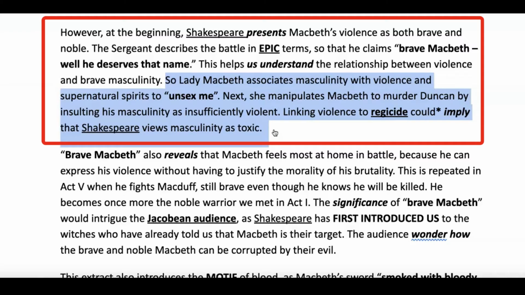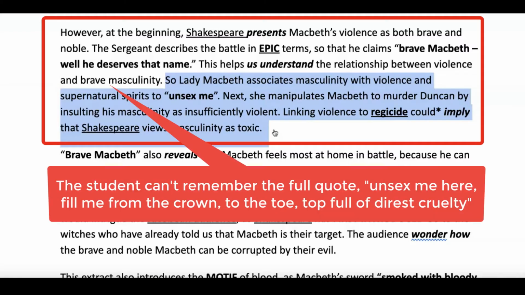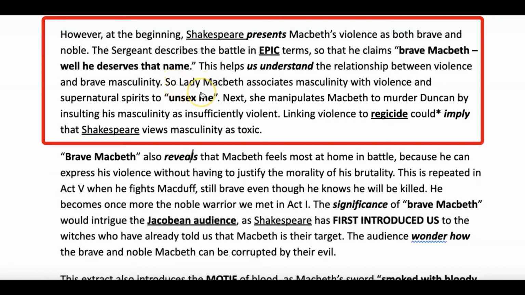And the student is thinking about being filled "from the crown to the toe top-full of direst cruelty." They don't remember that quote though, but they do remember the "unsex me" part, which links to the idea of masculinity. So Lady Macbeth associates masculinity with violence and supernatural spirits to unsex me. Next, she manipulates Macbeth to murder Duncan by insulting his masculinity as insufficiently violent.